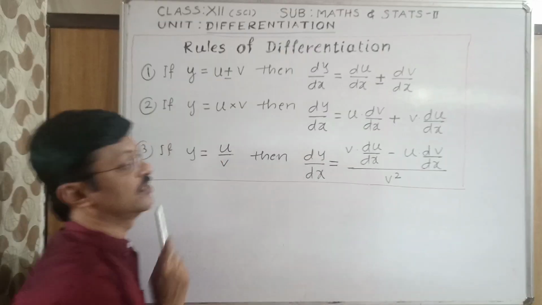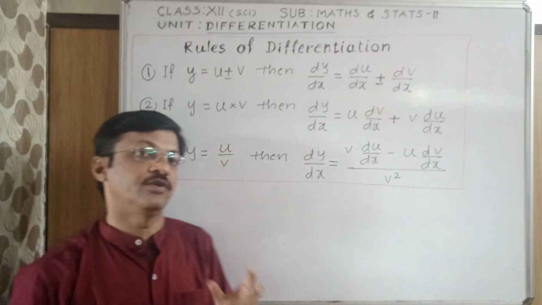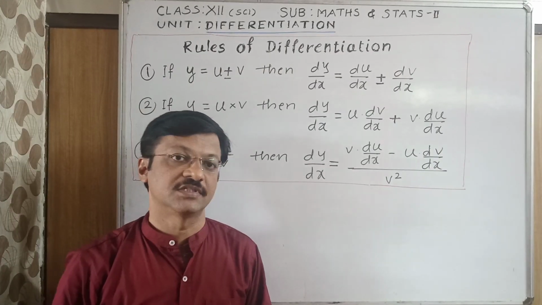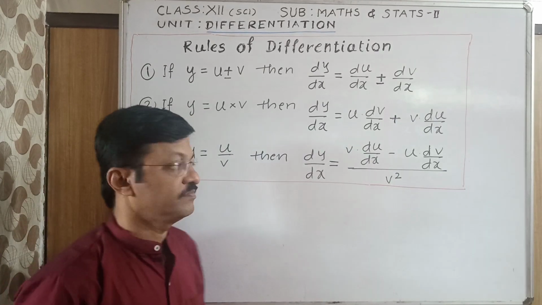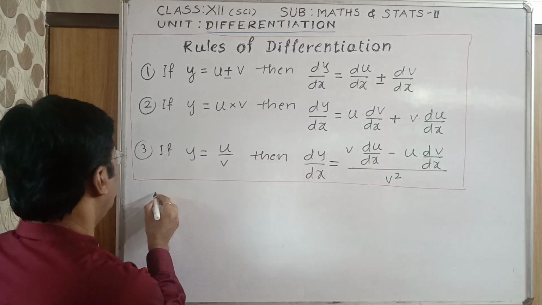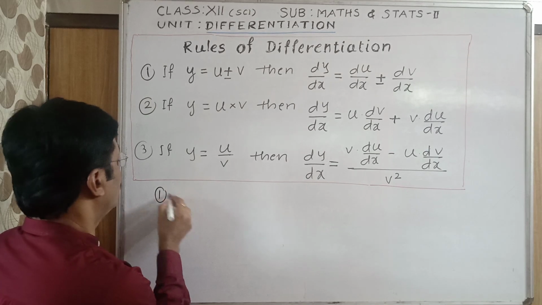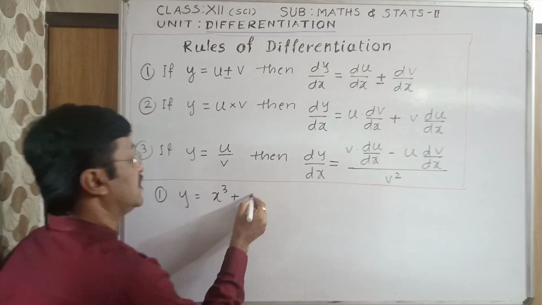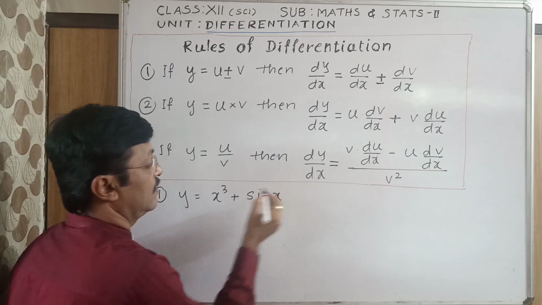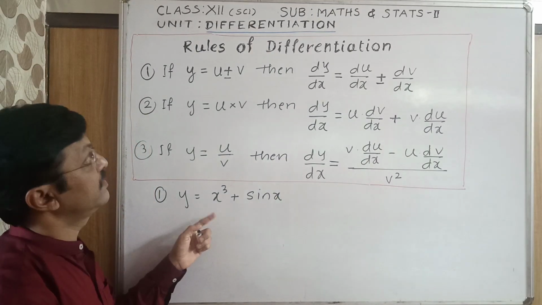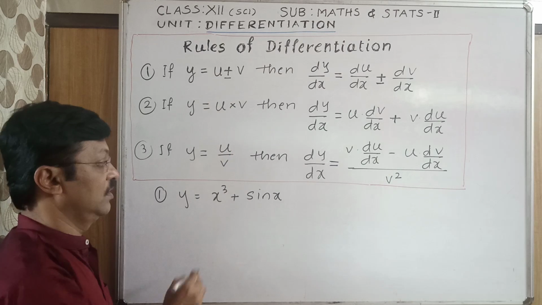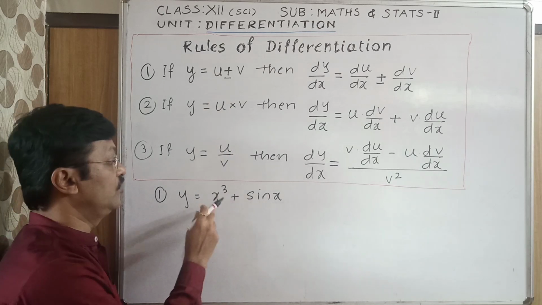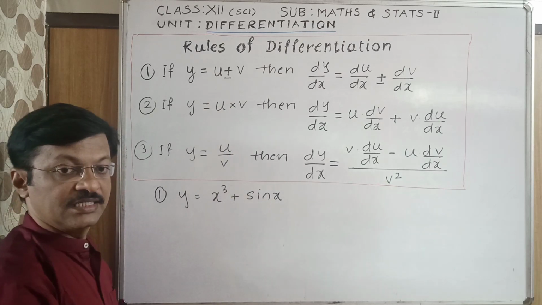We shall try to see some simple examples to understand these rules. Starting with the first example, suppose y is equal to x cube plus sine x. Then that fits in the first rule, u plus v. u is x cube and v is sine x.